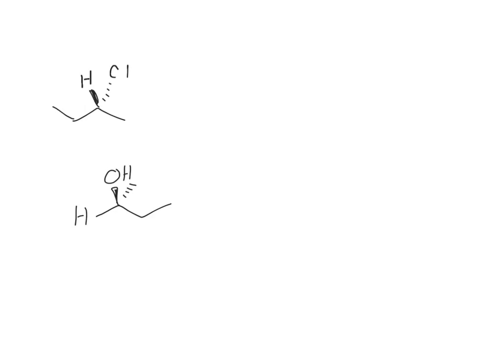Let's discuss assigning R and S configuration. We have to remember the Cahn-Ingold-Prelog rules basically state that the substituent with the higher atomic number gets priority. So if we look at this first molecule, we have four substituents. We have an ethyl group right here, methyl, chlorine, hydrogen. And the chlorine has the highest atomic number. That gets first priority. Hydrogen will always get number 4 priority.